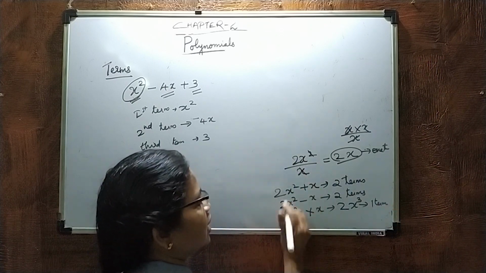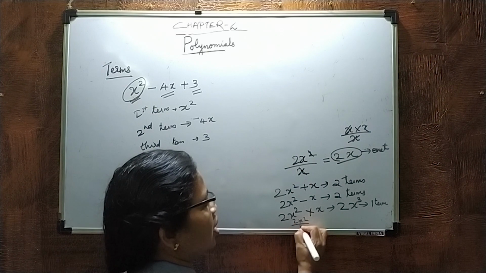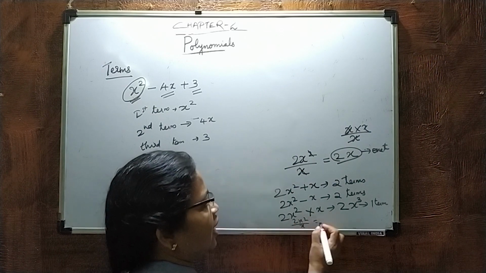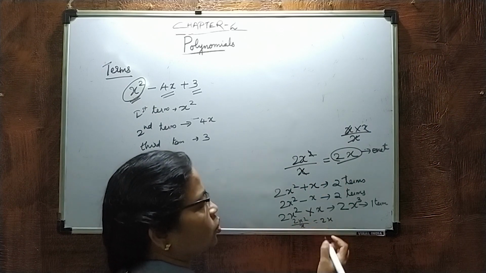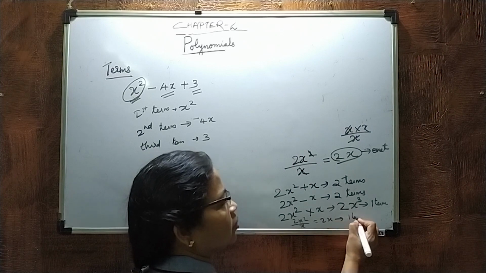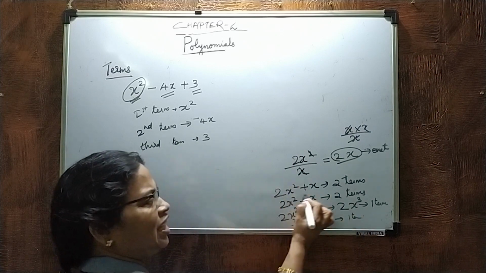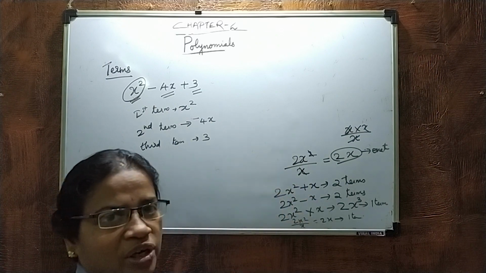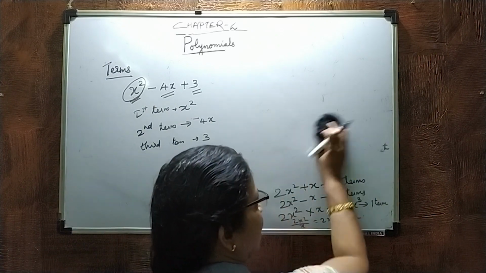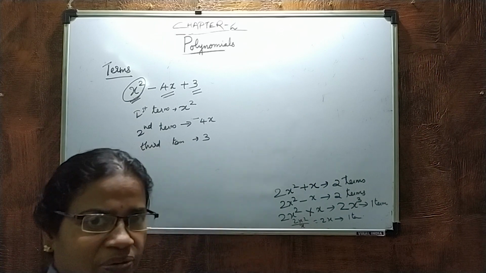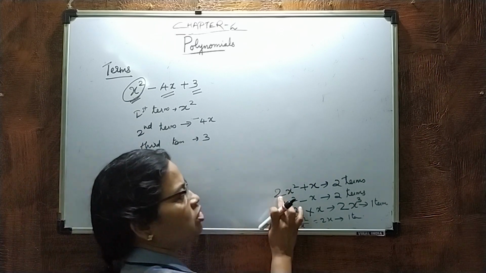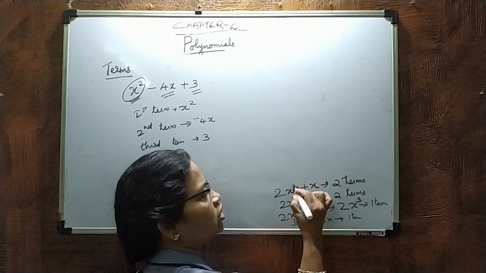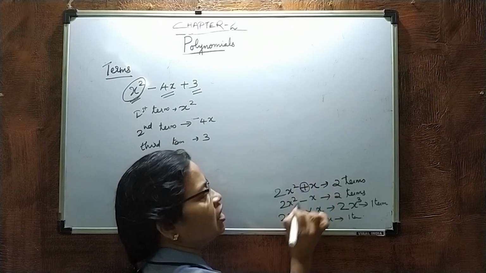Now next one, same thing, just I am going to do 2x square by x. What happens? You will get the answer 2x. Here I show it. That is only 1 term. Just look, here same thing we repeated with this 2x square and x; we took addition, subtraction, multiplication, division. When 2x square plus x, it becomes 2 terms because it is connected with plus.